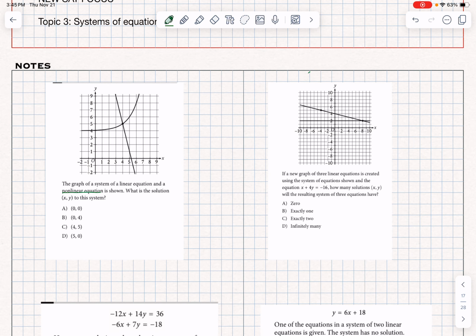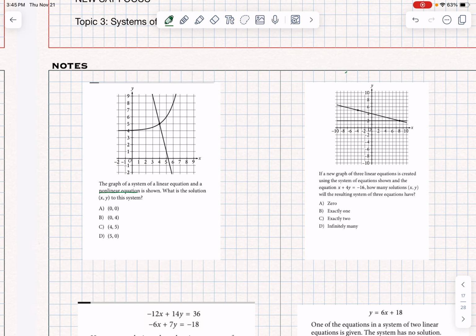Hello everyone. Let's study systems of equations. There are several example problems about systems of equations, so let's go over some of them here.